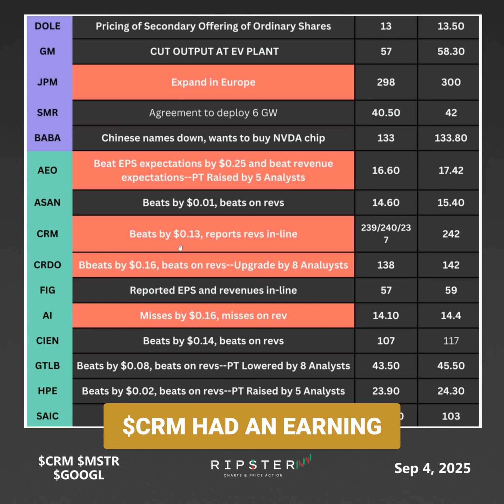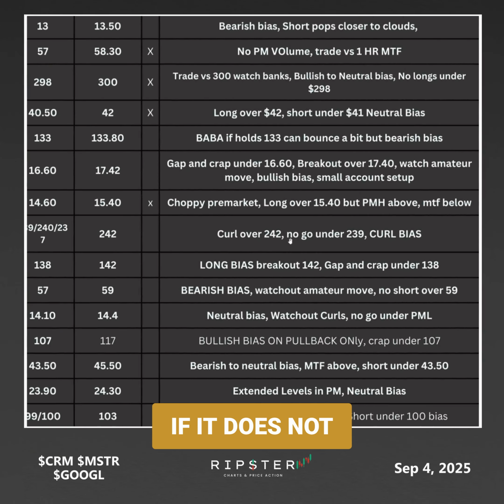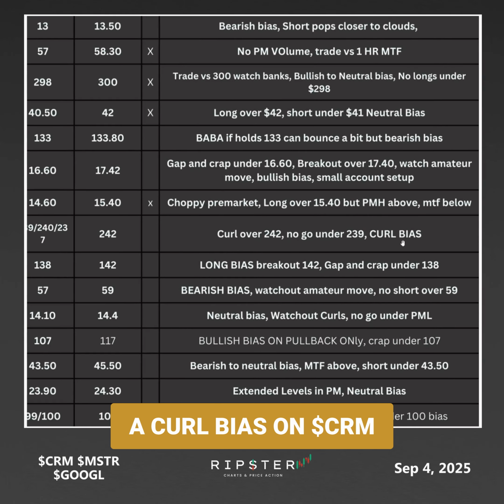So let's start with CRM. CRM had earnings and was gapping down. In the pre-market plan, we had support at 239, 240, 237. Resistance was 242. So our plan was that if it pushes over 242, we will curl it. If it does not, then we will short it. But we did have a curl bias on CRM.